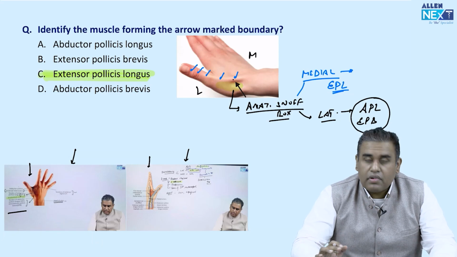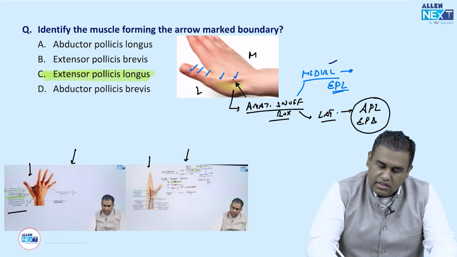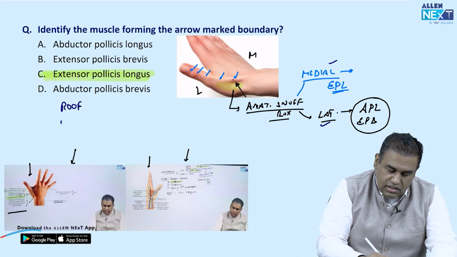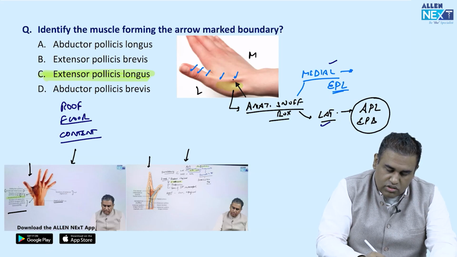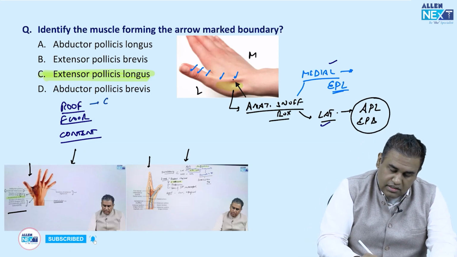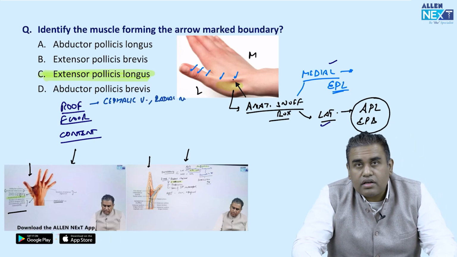So remember, in future, if they are asking the medial boundary today, they may ask the lateral boundary tomorrow, or they may ask the structures lying at the roof, structures lying at the floor, what is the content of the anatomical snuff box. So let us quickly go through them one by one. At the roof, the main content is the superficial vein known as the cephalic vein, and there is a branch of the radial nerve as well.